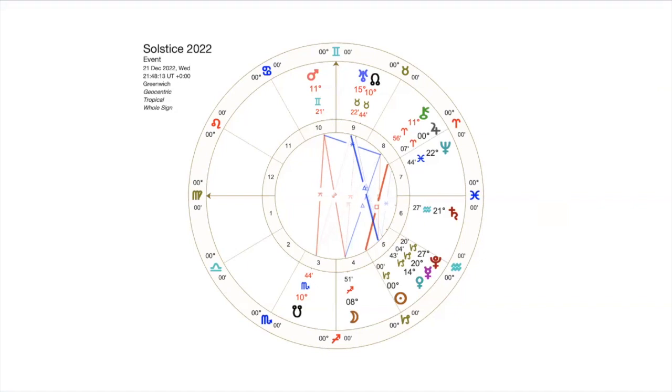Cardinal energy is always very dynamic. There's a lot of movement and a lot of initiation energy in the cardinal energies of the chart, whether that be an event chart or an individual's chart. And when we see the sun ingressing into Capricorn, we also see that the moon in Sagittarius is applying to an opposition to Mars in Gemini, and that's just a little bit over 2 degrees. It will quickly perfect.